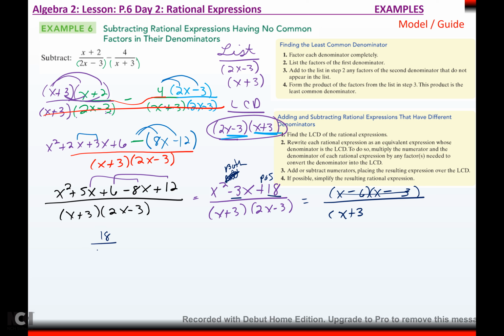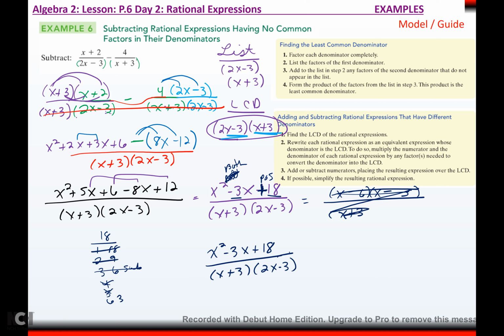Factors of 18. 1 and 18 won't make 3. 2 and 9 won't make 3. 3 and 6 do, but only if I subtract. And C says I need an adding pair, so that doesn't work. 4 doesn't go in, 5 doesn't go in, 6 and 3. There's no way I could make 3, not with that being positive. So you can't factor the top, which means my answer is x squared minus 3x plus 18 over x plus 3 times 2x minus 3. Alright, so that would be my final answer.